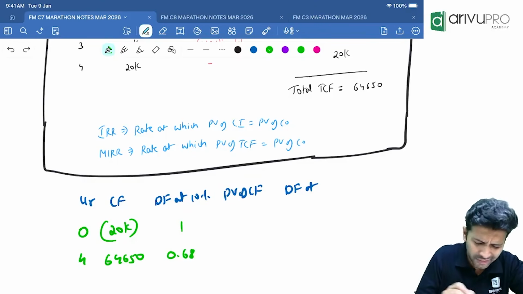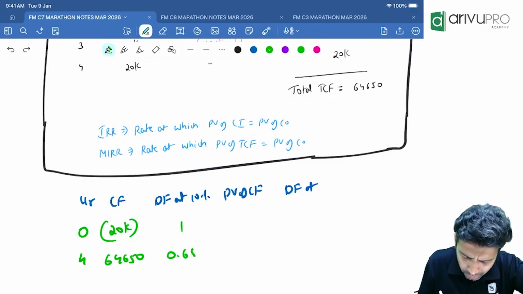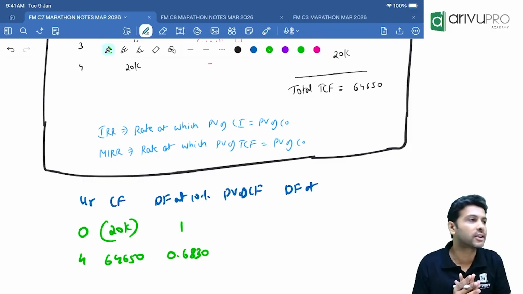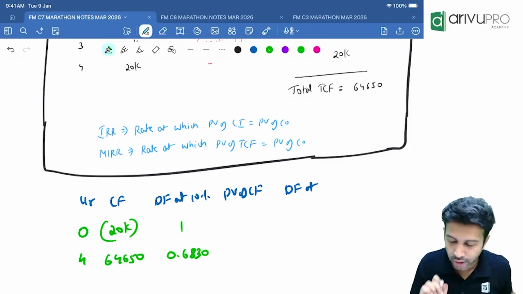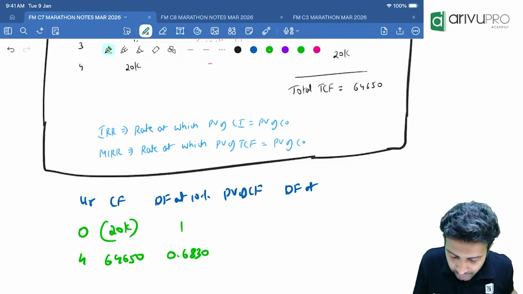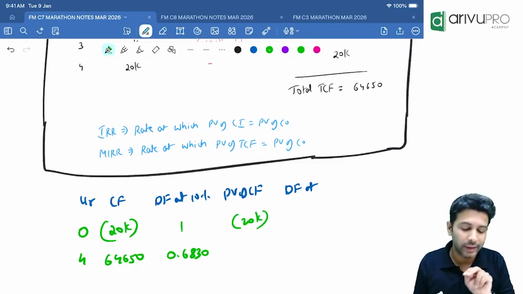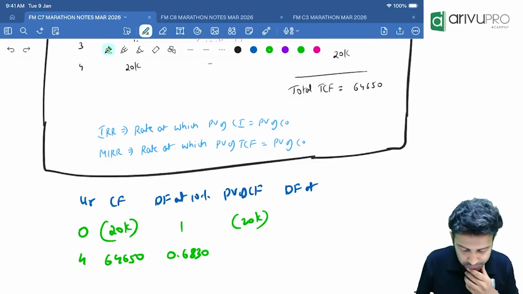0.6830. That is for 10%, you can mug it up. It will come in many problems. Okay. 0.6830. Done. And now how do you get present value? Multiply. 20,000 into 1 will be 20,000. These two multiplication, how much?